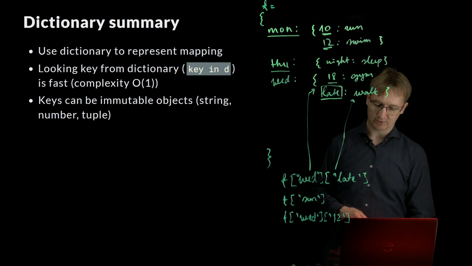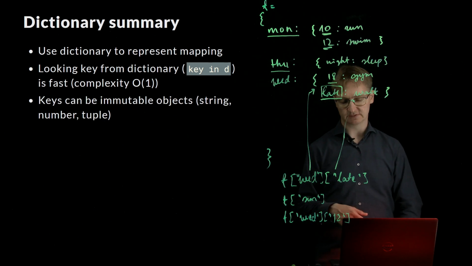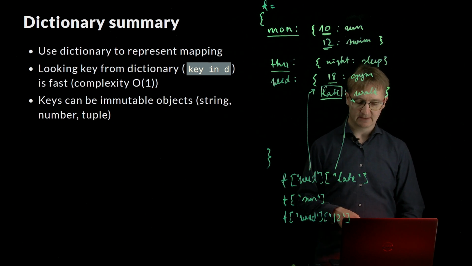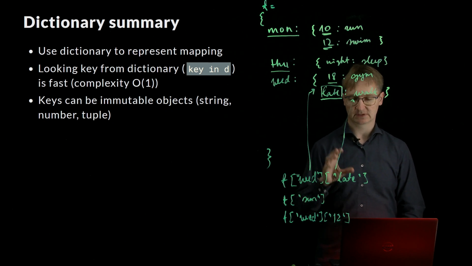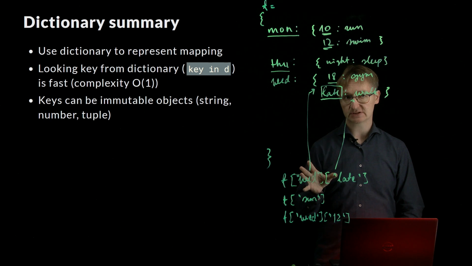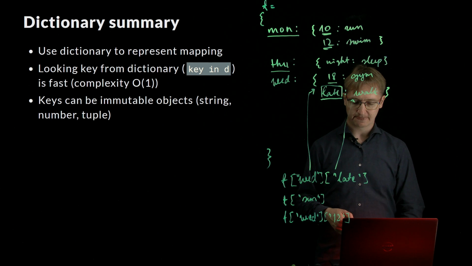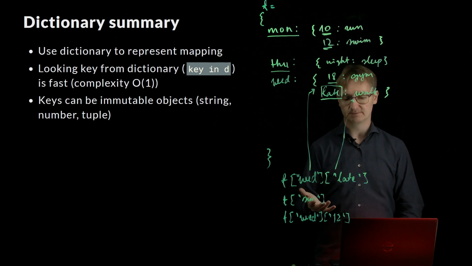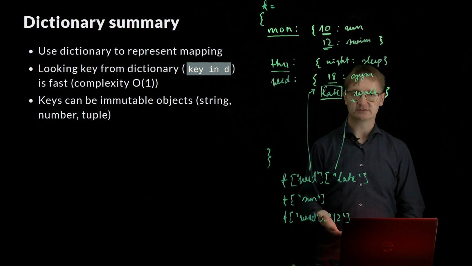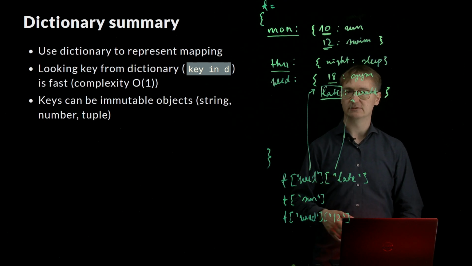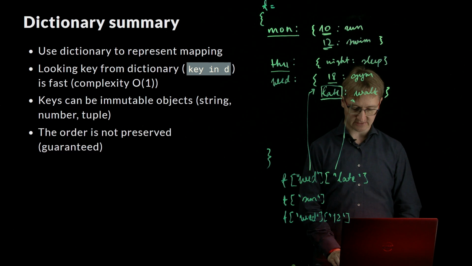Keys can be immutable objects: strings, numbers, tuples, booleans, None. You cannot use mutable objects; you cannot use lists, sets, dictionaries, and other such objects there. This is basically the same as with sets. Inside a set, you cannot use mutable objects, and set elements are unique. The same applies for dictionary keys. Dictionary keys are unique, and you cannot use mutable objects there.